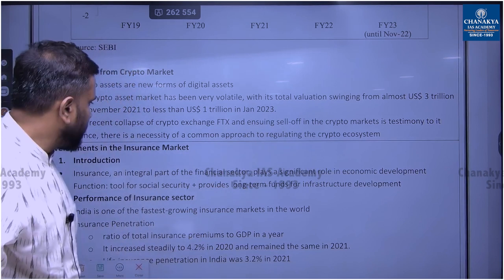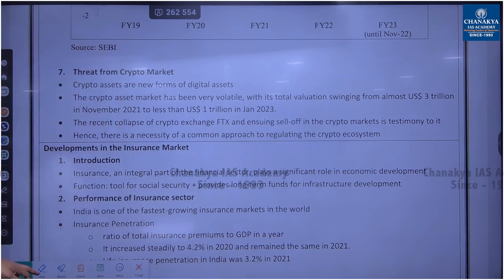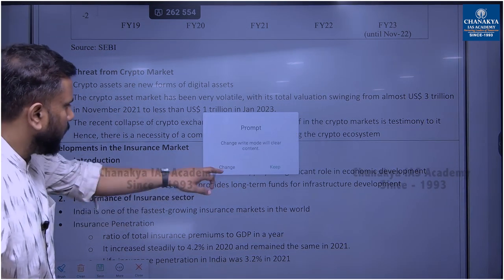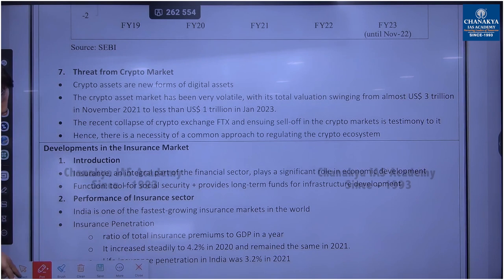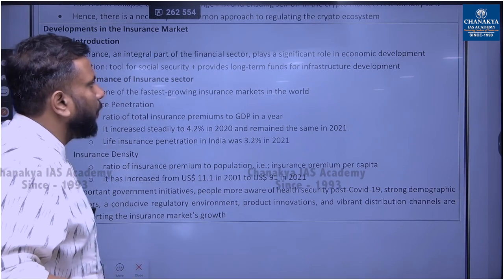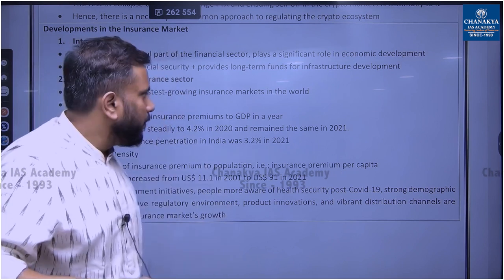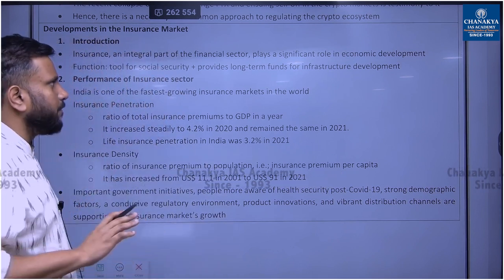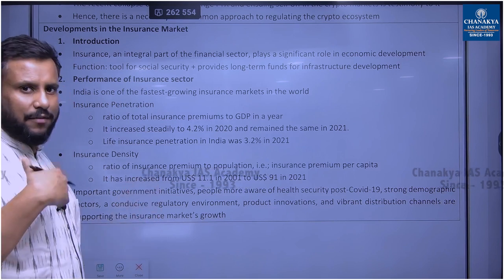So this is all about the capital market. Next, the survey gives some basic detail about the insurance market. So the insurance market is also very important, right? The survey basically uses two terms, which are important for our prelims perspective.